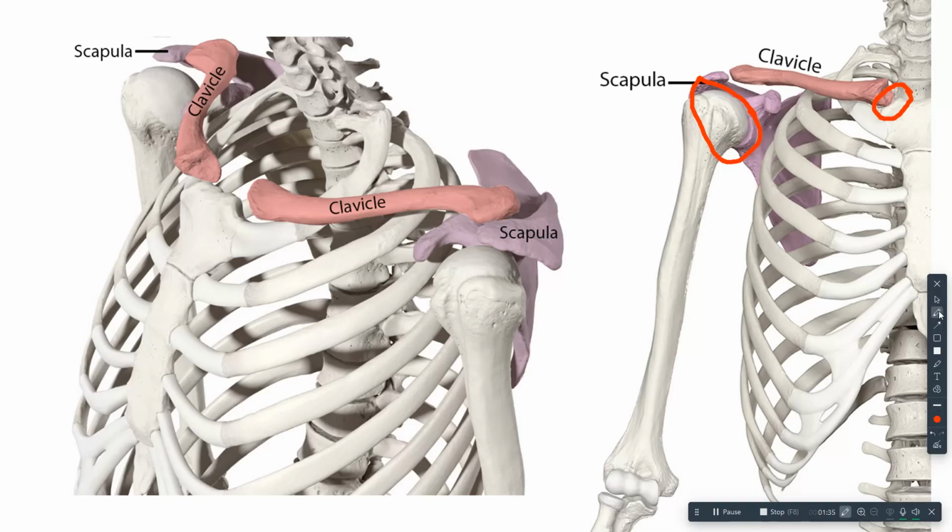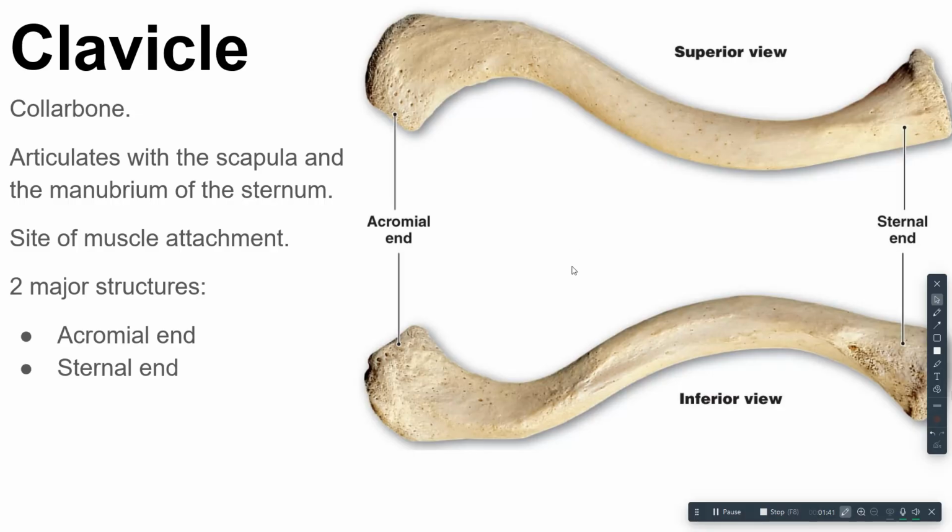All right, let's go over those two bones of the pectoral girdle. And why don't we start with the clavicle? So the clavicle is the collarbone. Of course, we're not going to say collarbone anymore. We're going to say clavicle. The clavicle is going to articulate with two bones, as we just saw. It articulates with the scapula and also with the manubrium of the sternum. And the clavicle is a major site of muscle attachment as well.